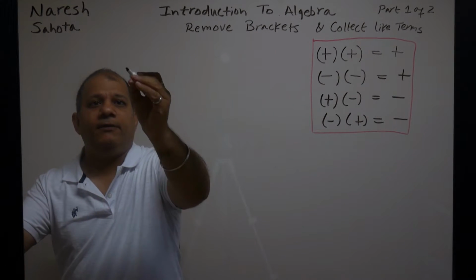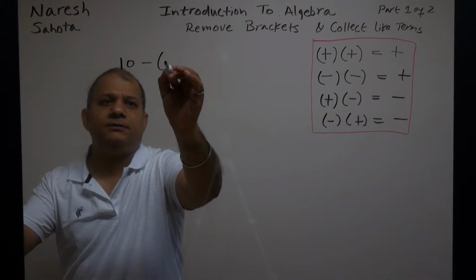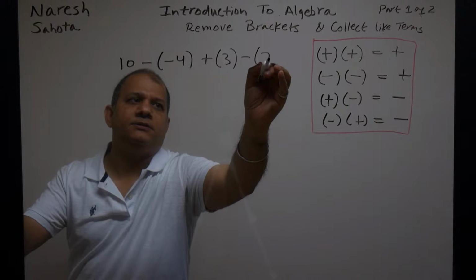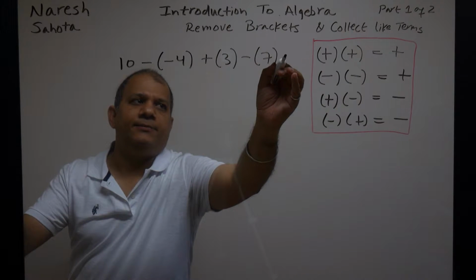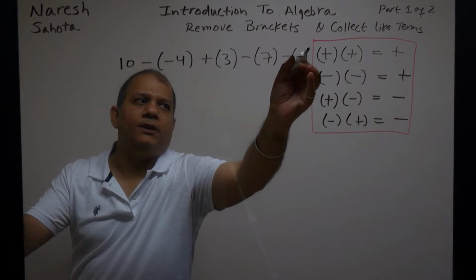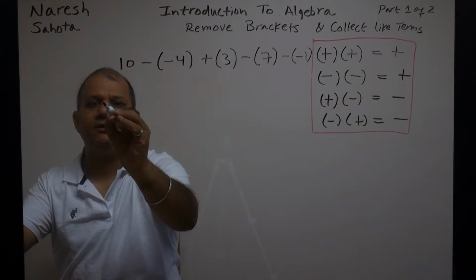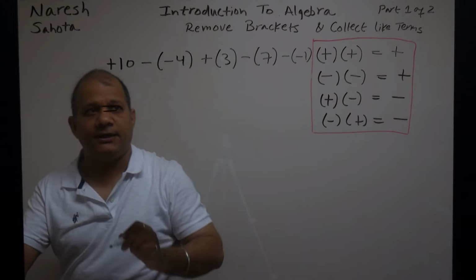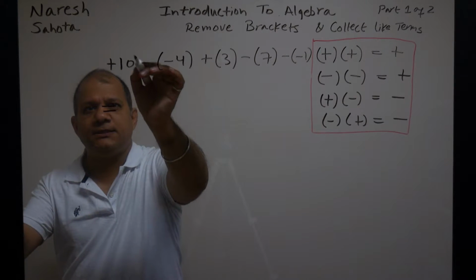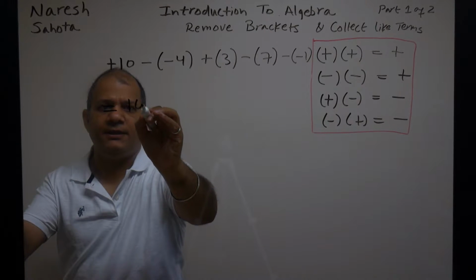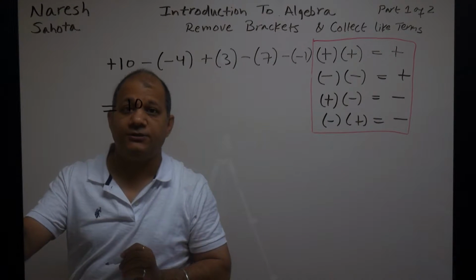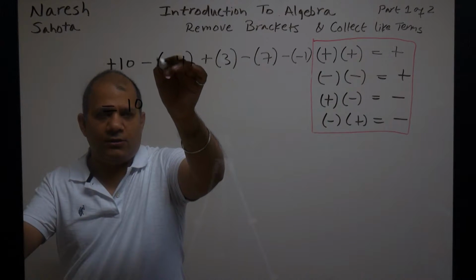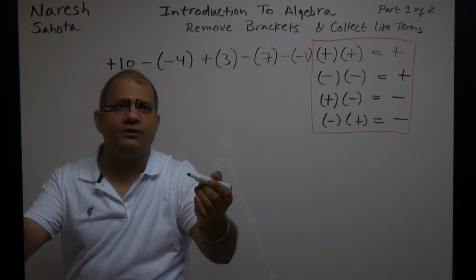So now if I have, let's say, 10 minus negative 4 plus 3 minus 7 minus negative 1. Okay, so we're given a question like that. Simplify, collect like terms. So actually I can put positive here. So this is positive 10, so there's nothing there, it's already out, so that's a 10, just like that. And now I'm not going to bother writing the 1 because it's understood that it's there.